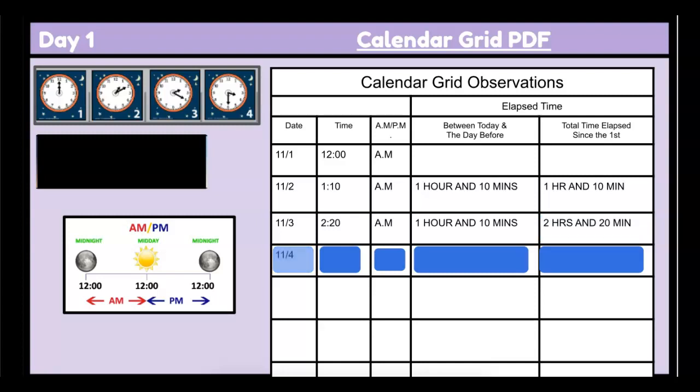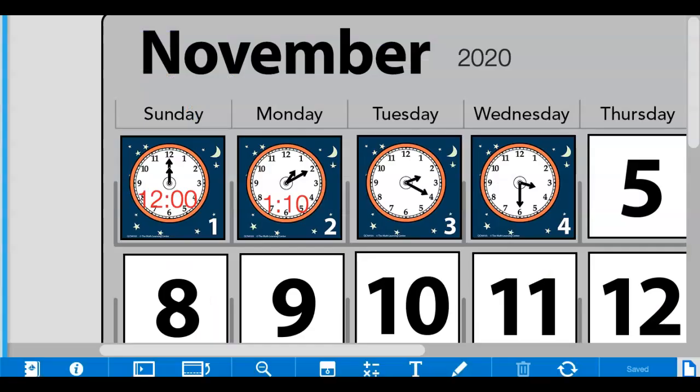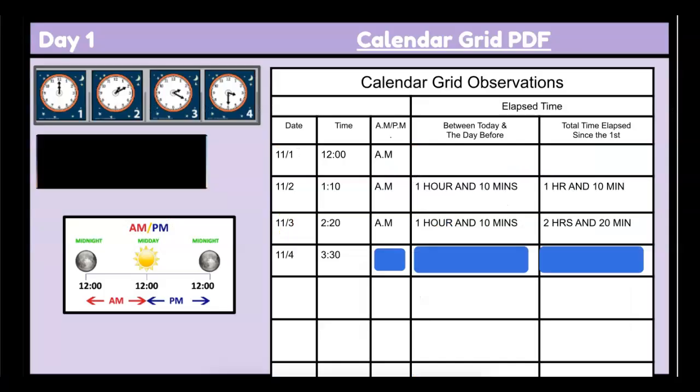Now for card number 4, which is for today, if we look at that clock, it reads 3:30. We're still in the middle of the night, so it is AM. Between 2:20 and 3:30 AM, 1 hour and 10 minutes have passed. And between 12 o'clock AM and 3:30 AM, 3 hours and 30 minutes have passed. We'll continue filling out this chart and noticing the patterns. Start thinking about what patterns you already noticed.